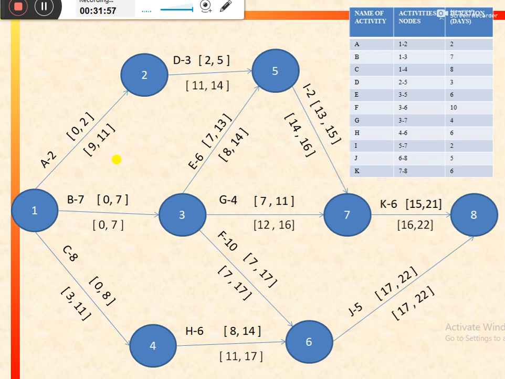So in this way we have calculated the earliest start, earliest finish, latest start and latest finish times for all the activities of the project with the help of this network. On this network, the names of the activities are given on their respective arrows. The values on the upper side of the arrow show the earliest start and earliest finish, and the values on the lower side denote the latest start and latest finish of the activities, and the numbers given with the names of the activities denote the duration of the activities.